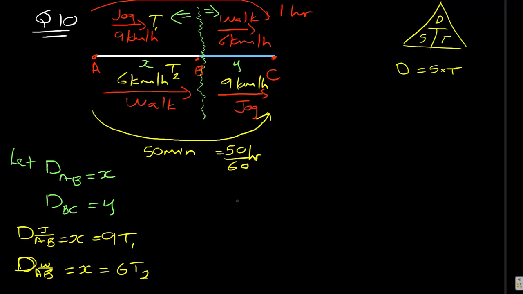We can now form an equation here, because the distance is maintained the same on the AB. If distance AB is X and distance AB is X, so we can actually say 9T1 is equal to 6T2. That is an equation that we can form in there. We will call it our equation 1. Using the same concept, we are going to look on the other side. And the other side again, BC, is walking at 6 and jogging again.